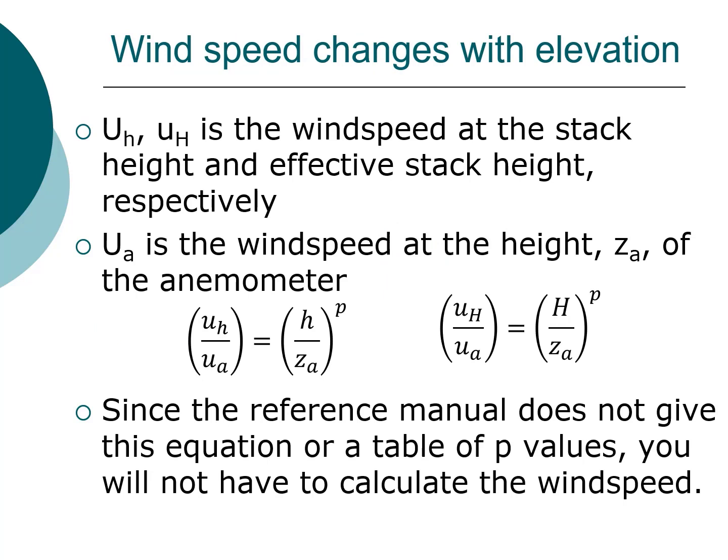Now, in many cases, and for instance in ENE 489, we've calculated the wind speed as a function of elevation. The thing to note here is that the reference manual does not give you the equation or a table of p-values, so it's very likely that you will not have to calculate the wind speed as a function of elevation. They would need to give you this equation. They would need to give you the p-values as part of the problem statement, and my guess is that it's very likely that you would see a problem like that.